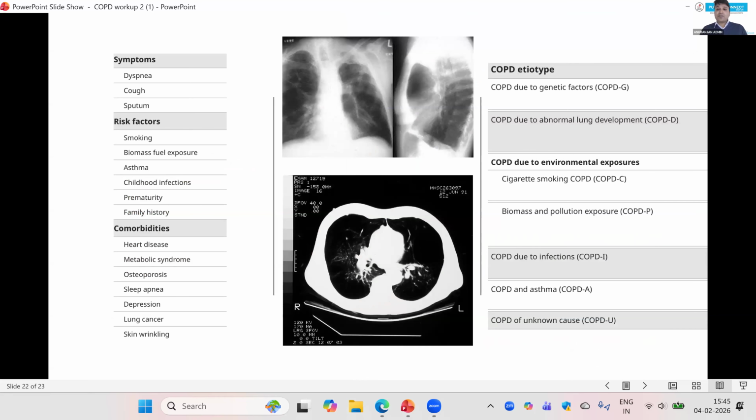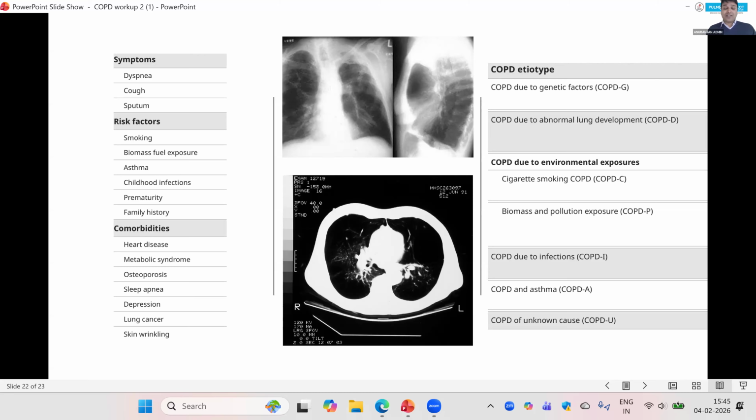Now I'll be summarizing it. So we have COPD etiology as discussed in the previous lecture, and so we have to take the proper history and the exposure history, the smoking history, the tuberculosis history, whether the patient is having asthma or not, and of course after all the evaluation, most probably the patient won't go in COPD of unknown cause, and you'll be able to find out the cause.